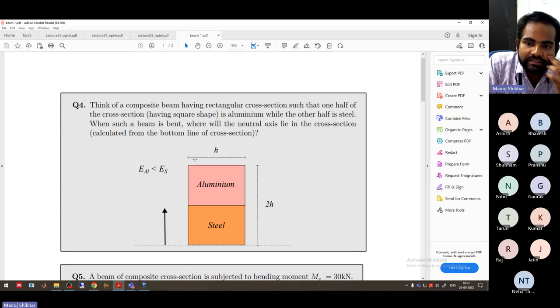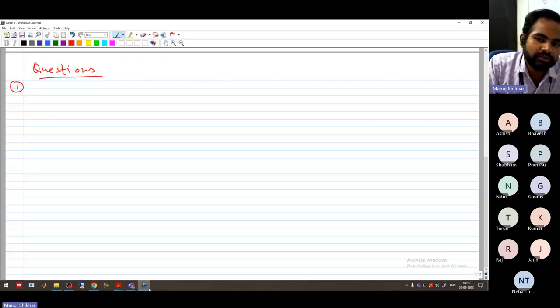So the beam is actually the combination of these two, right? This is the complete cross section, and they're telling that one half of the cross section, this part, is made up of aluminium, and the bottom part is made up of steel. They're telling that we are bending this beam, and they want to know where the neutral axis will lie. They have given you the dimensions, total height is 2h, and E aluminum and E steel, and also that E aluminum is less than E steel. So let's proceed with this question.